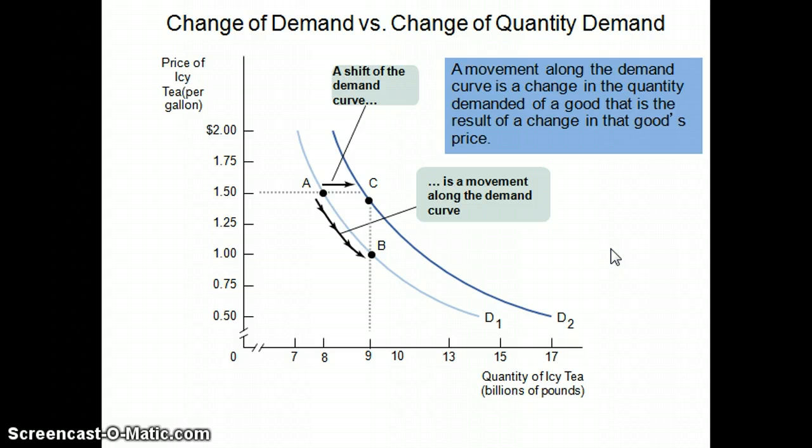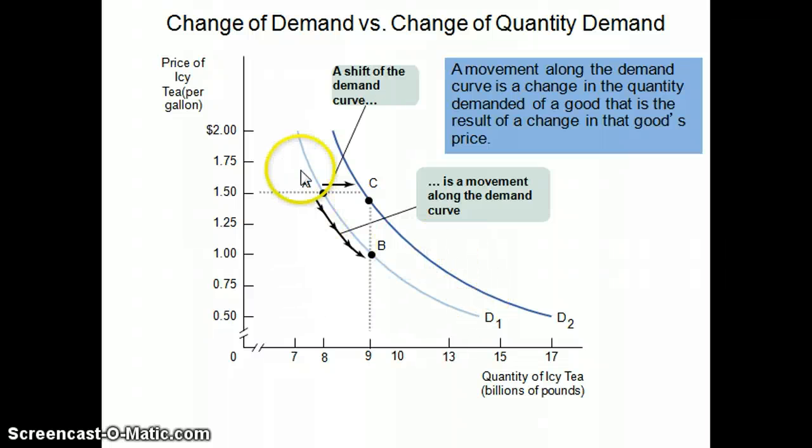Now we have a demand curve for icy tea. Notice that the demand curve is downward sloping because as the price goes up, I can't buy as much icy tea. Versus if the price goes down, now you can see the quantity goes up because I can buy more icy tea. Let's just say I wanted to try to get 9 billion gallons of icy tea being sold.